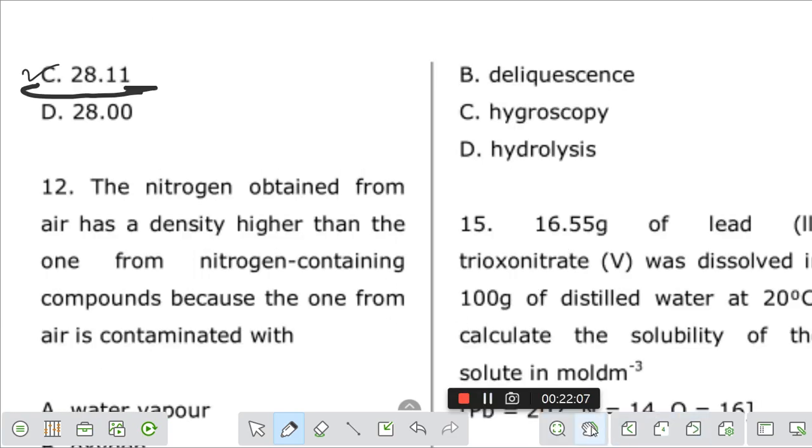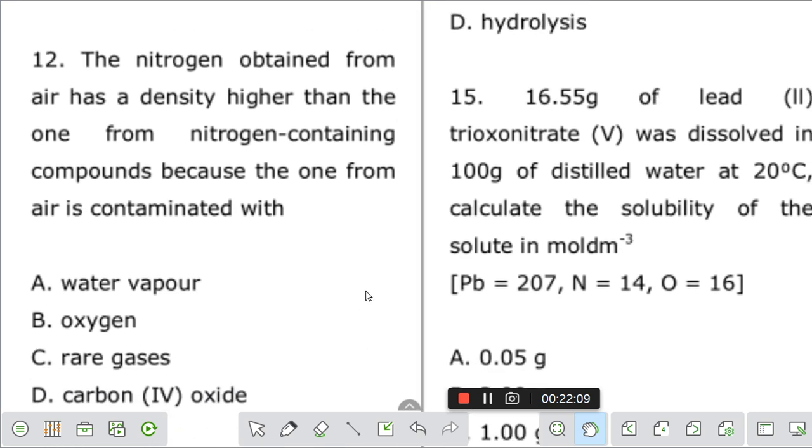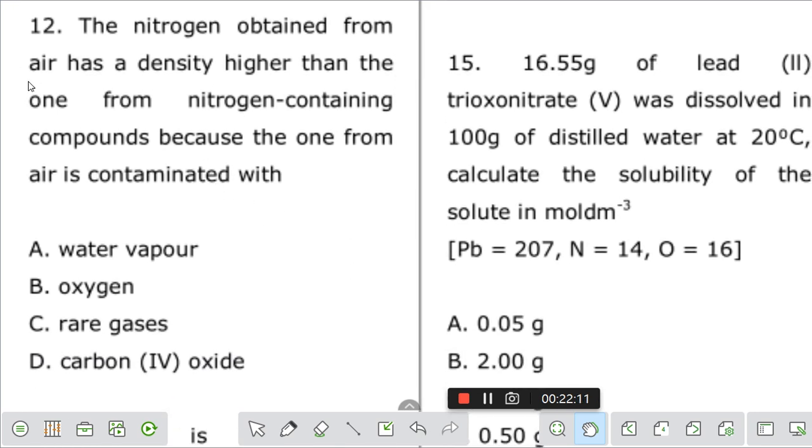So look at this now. They said the nitrogen, I've taught you this also. The nitrogen obtained from air. When I was teaching you the descriptive chemistry of nitrogen, I talked about all these elements. I told you that the nitrogen obtained from air has a density higher than the one obtained from a nitrogen-containing compound.